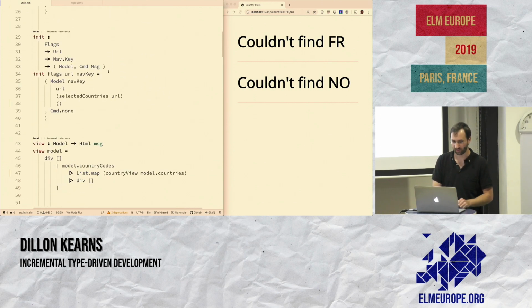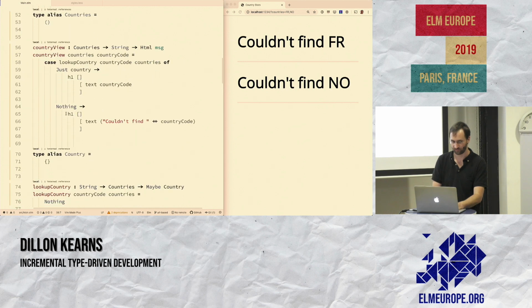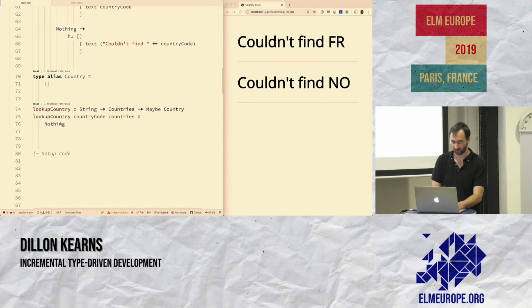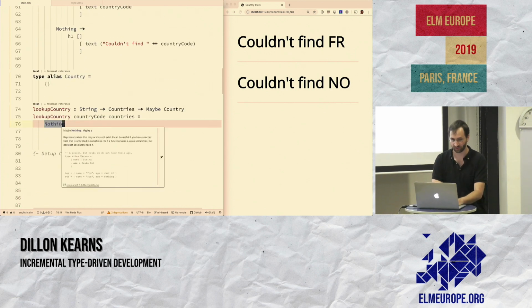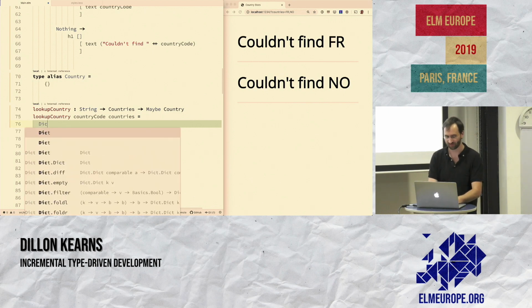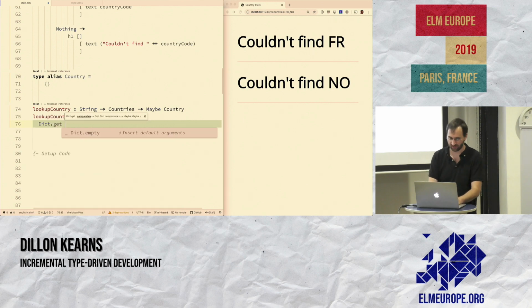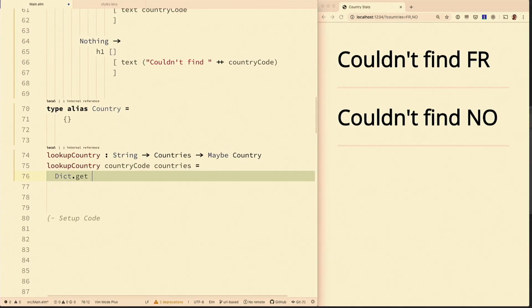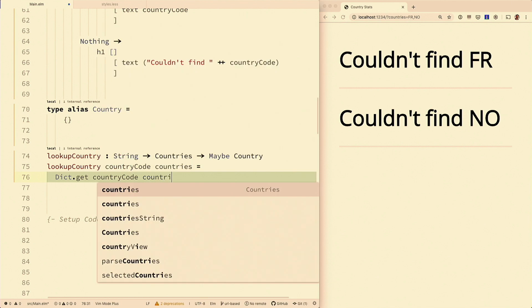So first what I want to do is actually look up data the way I'd want to. So how do I, given a country code and countries, look up that data? Well, it would be nice if I could just, if I want to look up a key in a key value store, let's just say I want to do a dictionary lookup. So I want to look up that country code in the countries.